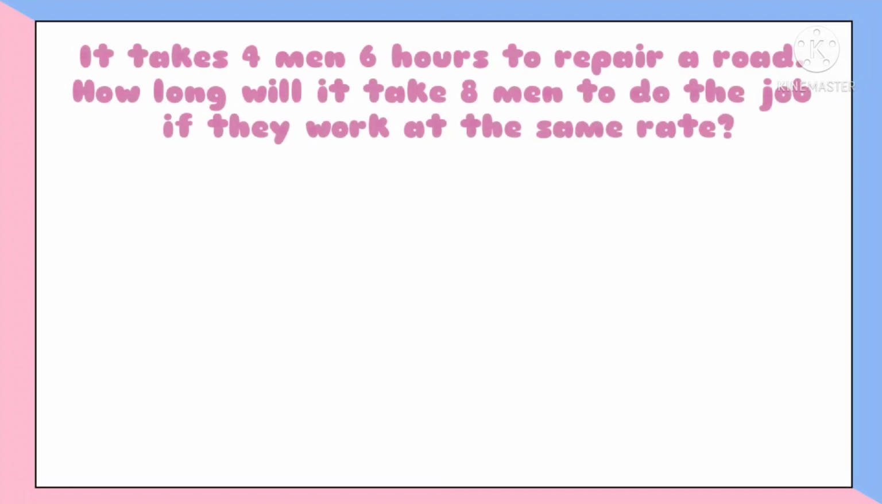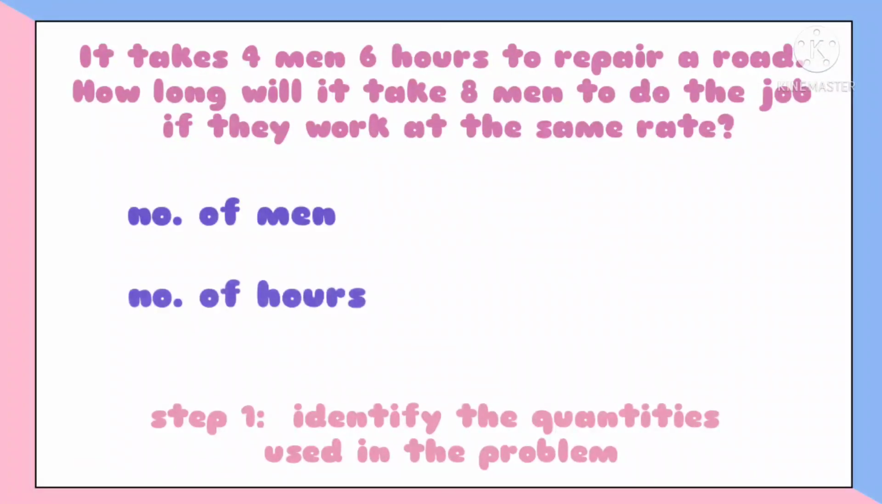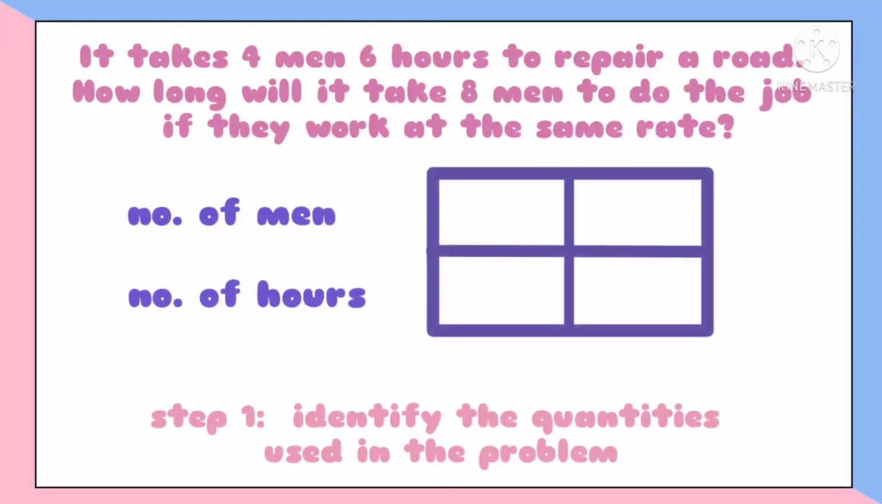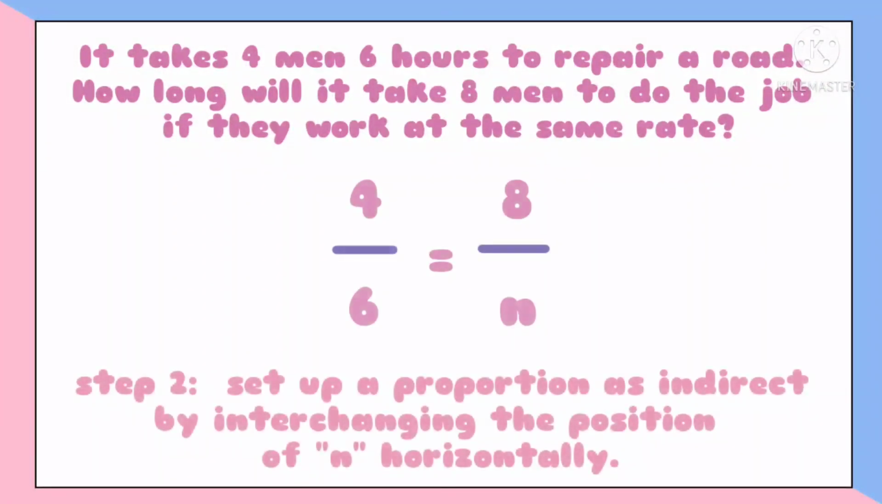To solve an inverse proportion, we need to identify the quantities used in the problem. Here, we have the number of men and the number of hours. It is given that 4 men take 6 hours to repair a road. But how long will 8 men take to do the job? We don't know yet, so let's put n. Next, we need to set up a proportion as indirect by interchanging the position of n horizontally.